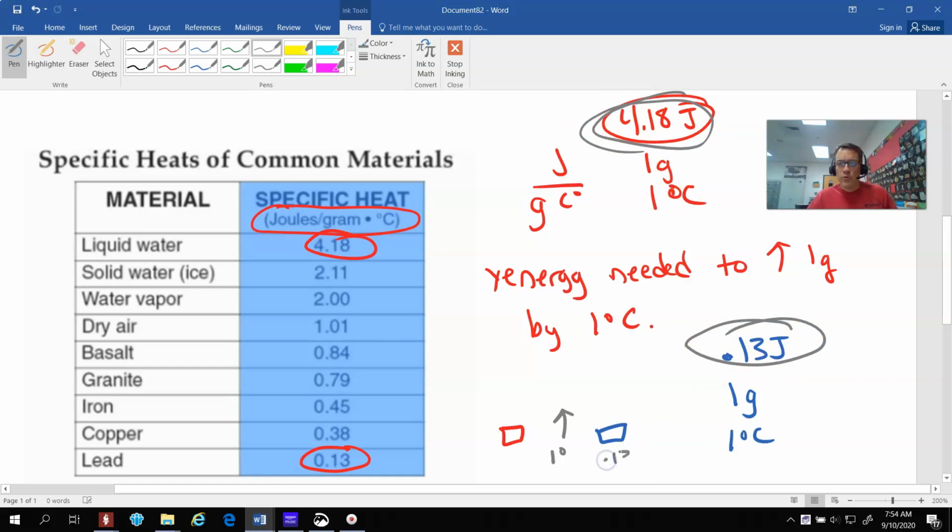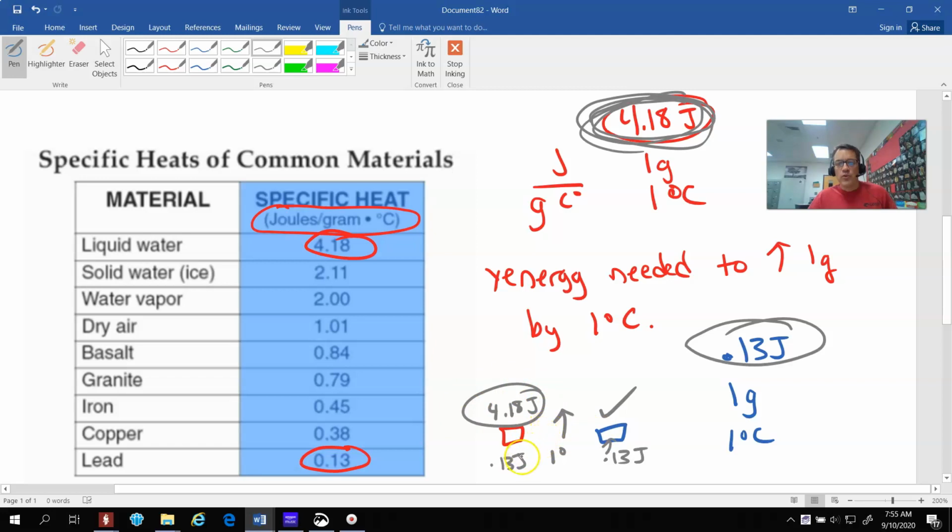So once we add 0.13 joules to the lead, we will have accomplished our 1 degree. If we add 0.13 joules to the water, we're nowhere near the amount of energy needed to raise that temperature. So we would need to add another 0.13 and another 0.13, and continue adding it until we got all the way to 4.18 joules. That's the amount of energy that would be required to change its temperature.